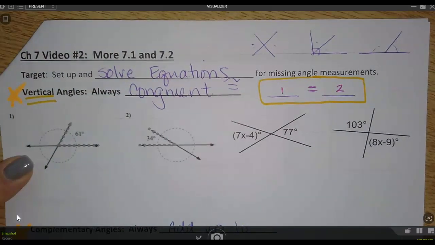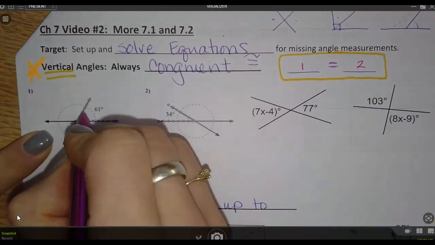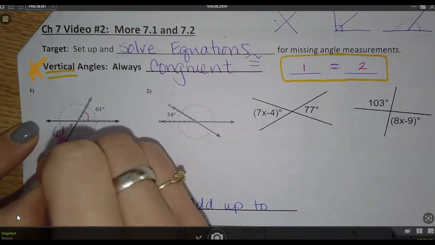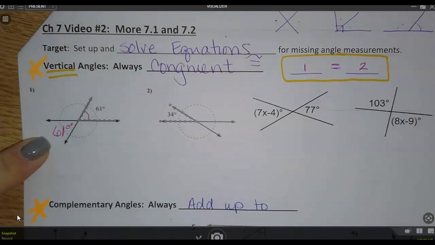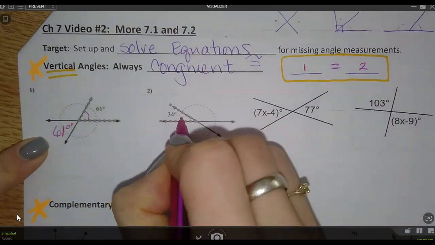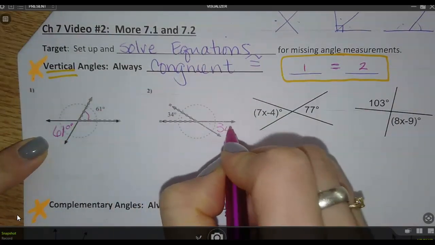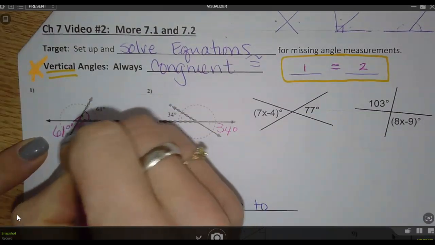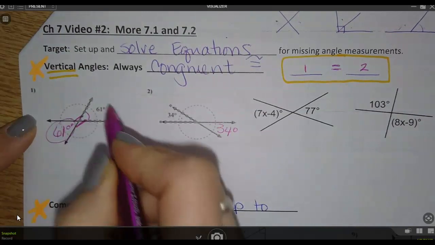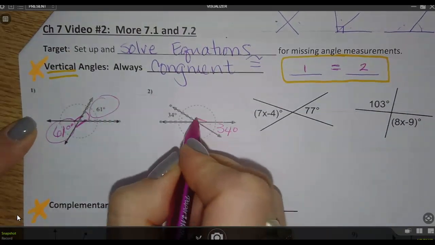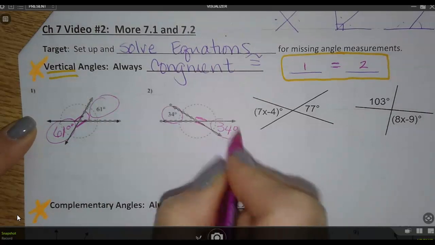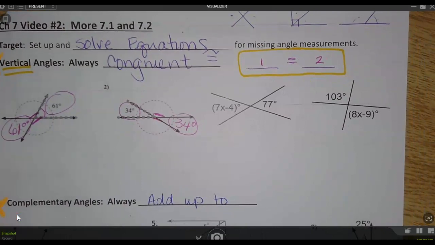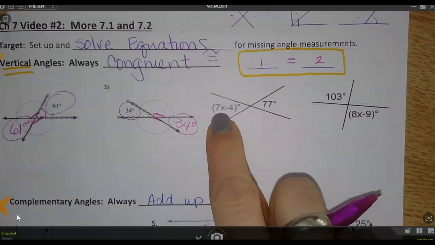So, for example, these are very basic. If I know that this angle is 61 degrees, then I know the angle across from it, the vertical angle that goes with it, is also 61 degrees. Or if this is 34, then the vertical angle across from it is also 34. So when you see a picture like this, you could even put the equal sign in between them. This angle is going to equal this angle. These two angles are going to be exactly the same. Okay? So it gets a little more complicated though when you have something like this.